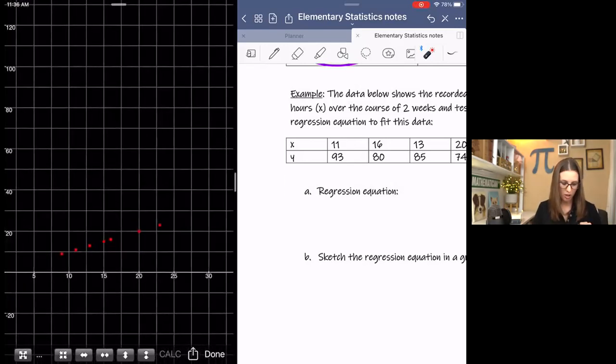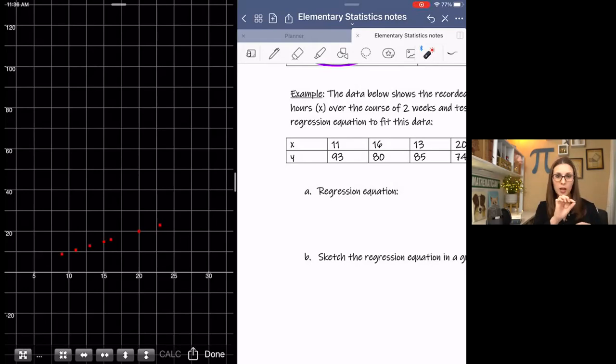There we go. If you did zoom 9, it'll zoom in on the data specifically. If you didn't, you might have to change your window to adjust to these values in this problem. So our Y values are way up in the 80s and 90s, and that's why I had to zoom way out. And our X values are down in the teens.